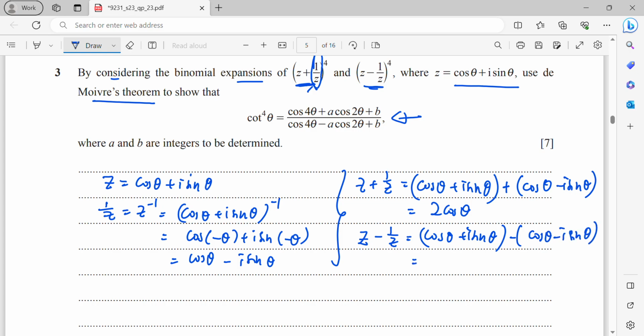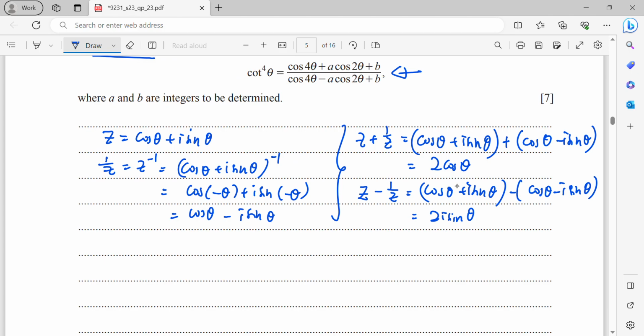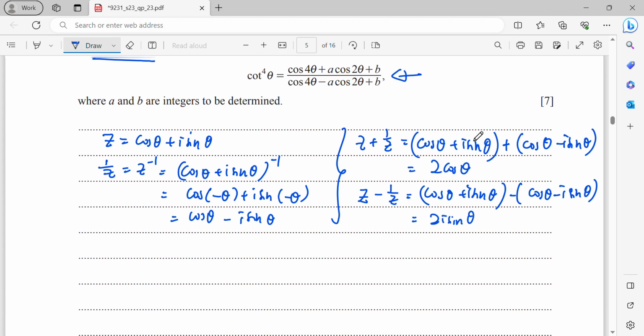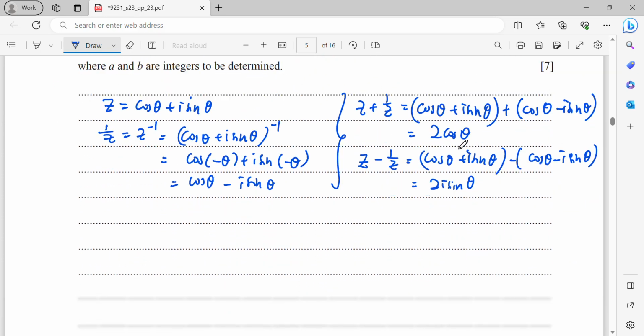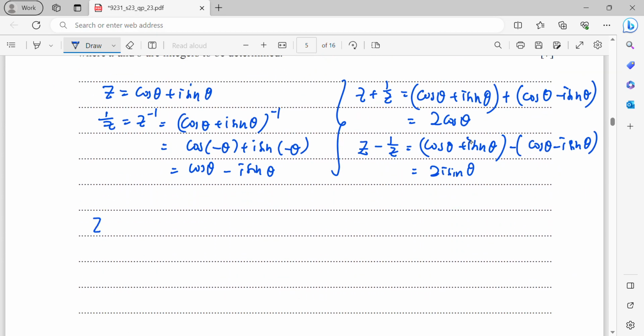So the cos will be cancelled off, and you will get 2i sin theta. Alright, so now I will start with these two binomial expansions to prove the cot power 4. So now (z + 1/z) to the power of 4, binomial expansion. If you still remember binomial expansion, probably I can just use the Pascal triangle.